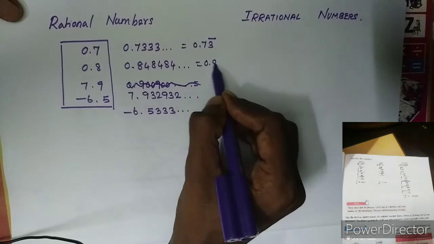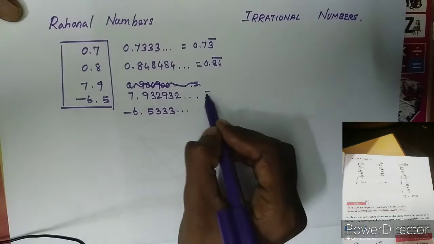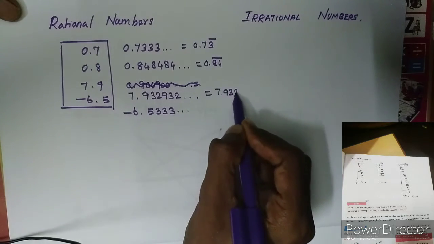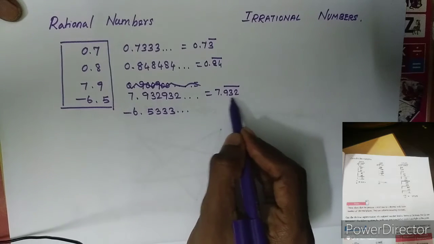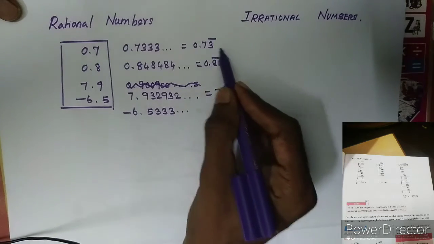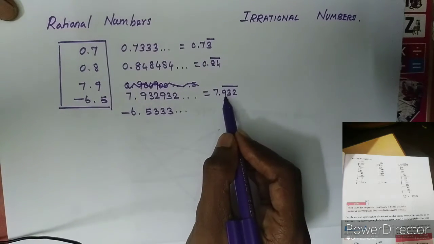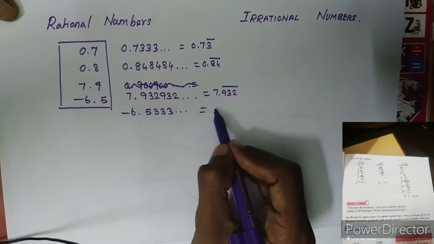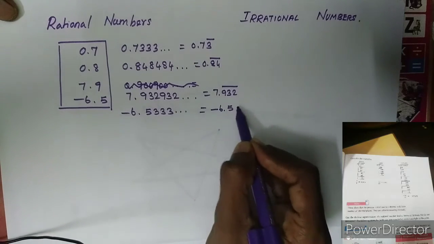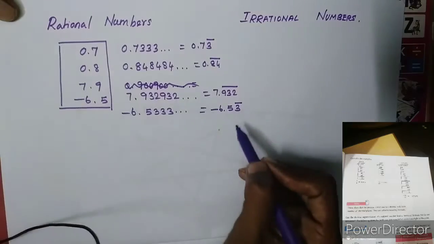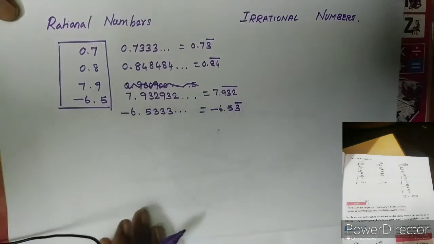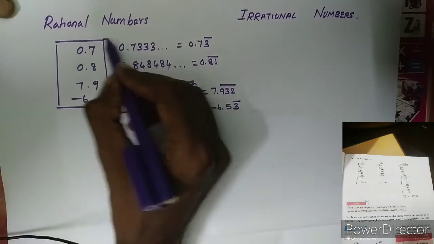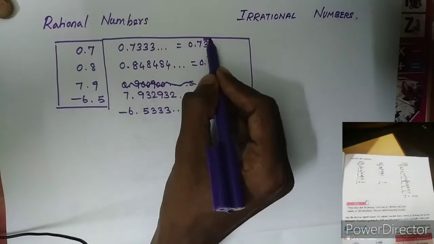It is like 0.84 with the whole bar over it. This is equal to 7.932 with a bar. This is the recurring block. Here the recurring block is 3, recurring block 84, recurring block 932. This is minus 6.5 and only 3 belongs to the recurring block. So it is the second kind of rational number.